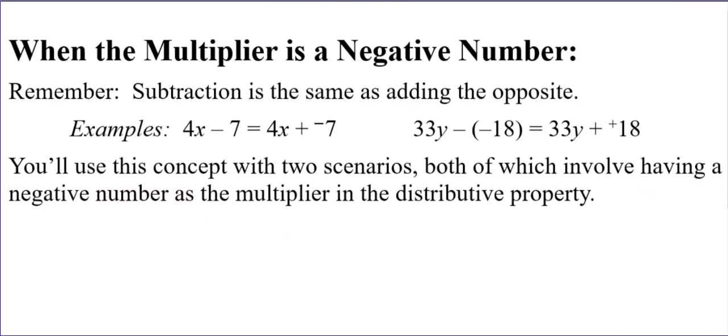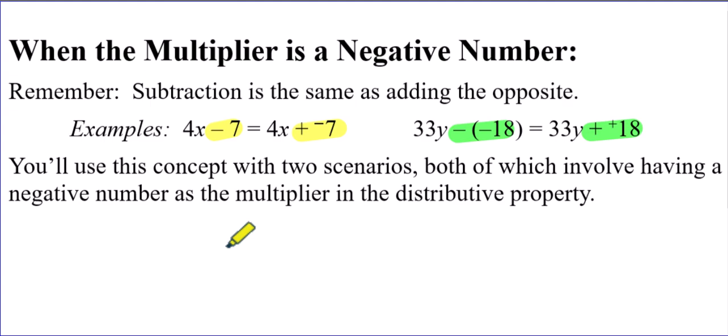All right. What if the multiplier is a negative number? Okay, remember, subtraction is the same as adding the opposite. So 4x minus 7 is the same as 4x plus negative 7, because subtracting by 7 is the same as adding by negative 7. We learned about this in the previous unit. 33y minus negative 18 is the same as 33y plus positive 18, because subtracting by a negative is the same as adding by a positive.